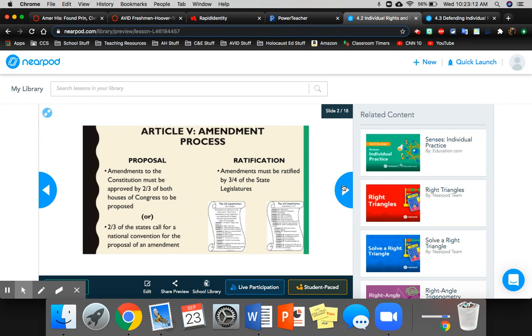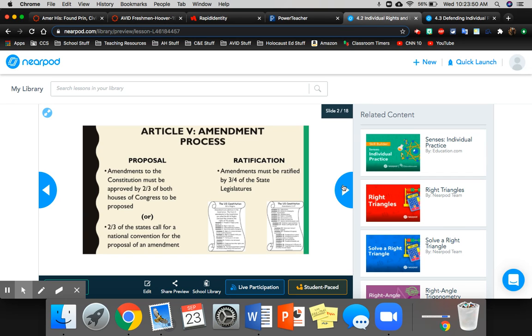All right. So Article 5 of the Constitution, as you may or may not remember from Unit 2, is about the amendment process. So the founders knew that the Constitution was eventually going to need to be adapted, changed in some way. So they added the amendment process in. All right. So amendments to the Constitution must be added by either 2/3 vote of both the House of Representatives and the Senate, or 2/3 of the states can call for a national convention to propose a new amendment.